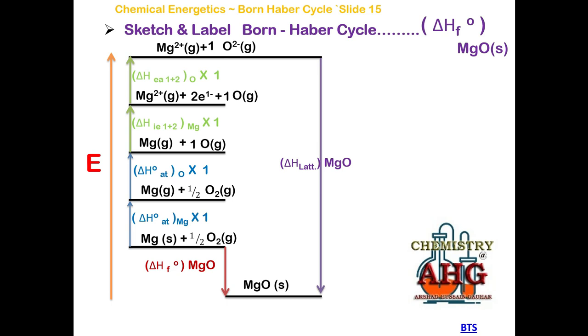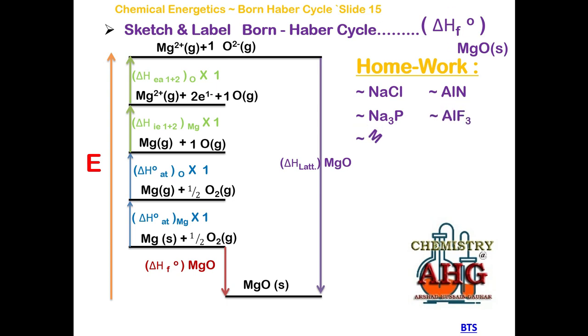Okay students, I am giving you some examples as home assignment. You can practice these. Some examples where you will have to construct the Born-Haber cycle for NaCl, AlN, Na3P, AlF3, and Mg3N2. Okay, these are some examples that you can practice just to make your understanding better.